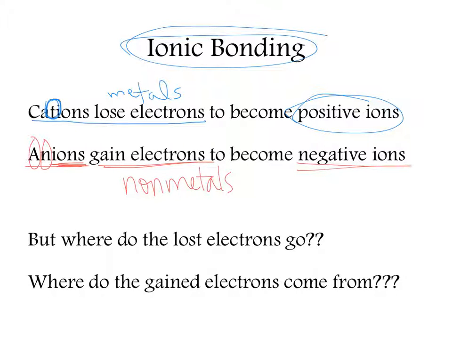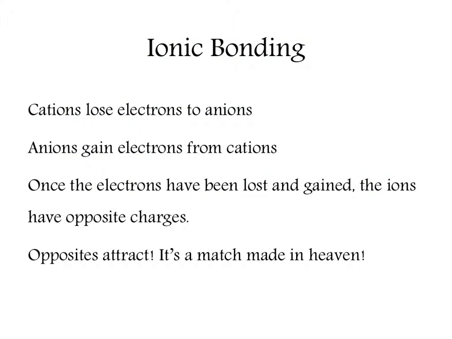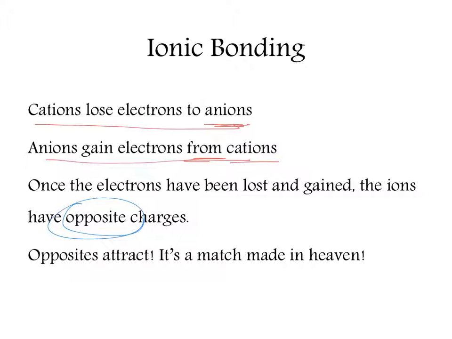Okay, so where do the lost electrons go? And where did the gained electrons come from? Well, the cations will lose electrons to the anions, and the anions will gain electrons from the cations. Once the electrons have been lost and gained, the ions have opposite charges, and opposites attract. It's a match made in heaven.